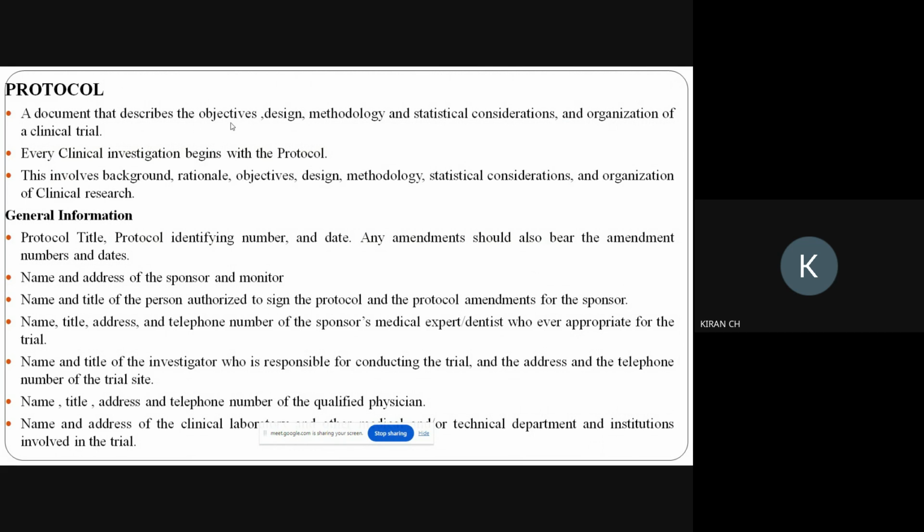Next, rationale. In the rationale, the importance of the drug. So why only ketorolac? Why not other drugs? That is nothing but the rationale for the study. That rationale will be mentioned in the rationale section.